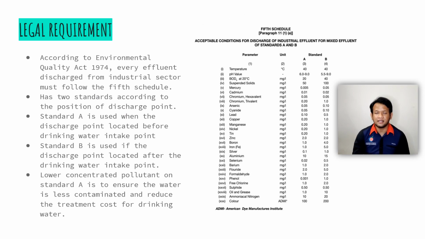There are certain legal requirements that need to be followed by the industry before it discharges the effluent to the environment. According to the Environmental Quality Act 1974, every effluent discharged from the industrial sector must follow the Fifth Schedule. The schedule has two standards according to the position of the discharge point: Standard A and Standard B. Standard A is used when the discharge point is located before the drinking water intake point. Meanwhile, Standard B is used if the discharge point is located after the drinking water intake point. Standard A has lower concentrated pollutant levels to ensure that the water is less contaminated and to reduce the treatment cost for drinking water later.